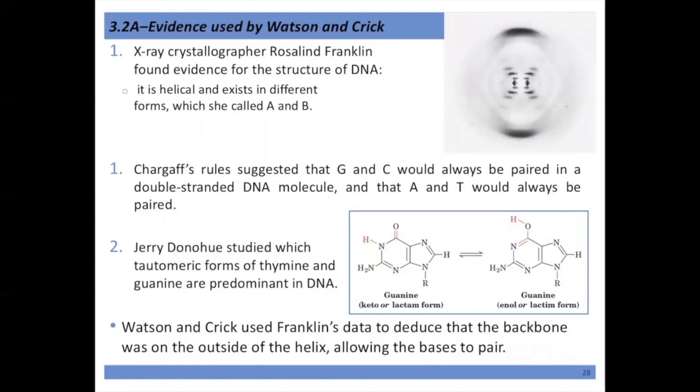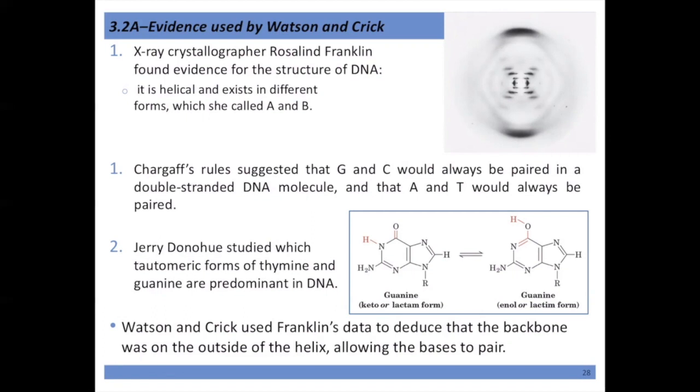And then you take Chargaff's rules that suggest that G and C would always be paired, and that A and T would always be paired. And then there were some other studies. Jerry Donahue studied which tautomeric form is favored. Just from organic chemistry, you may think that the structure on the right would be the more favored form because you've got complete aromaticity. In reality, the keto or the lactam form is actually more favored.